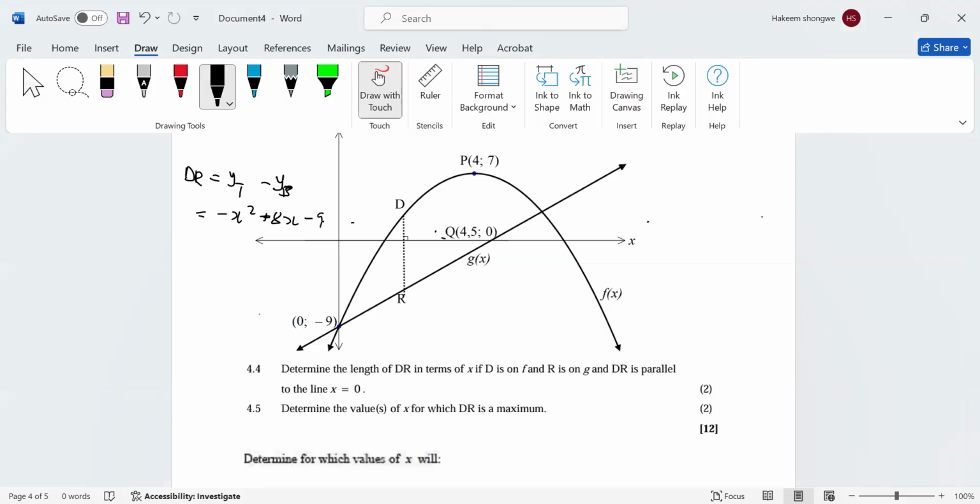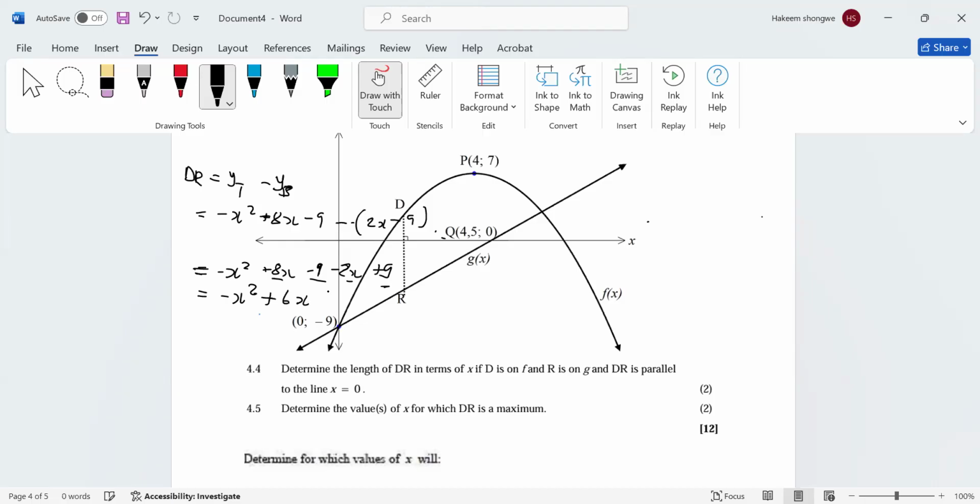Minus 9, minus the bracket 2x minus 9. To simplify this, we have minus x squared plus 8x minus 9, and then we multiply the negative inside the bracket. It gives us minus 2x plus 9. The negative and positive 9 cancel each other. So we have minus x squared plus 6.